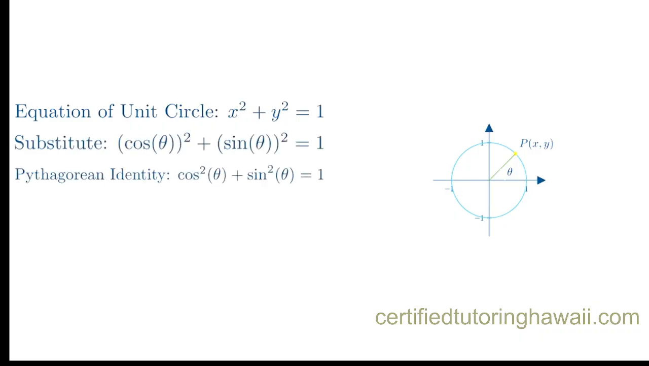What does this mean for the values of sine and cosine? Since the point P is on the unit circle, its coordinates must satisfy the circle's equation. That's the Pythagorean identity. It tells us that for any angle theta, the square of its sine plus the square of its cosine always equals 1.